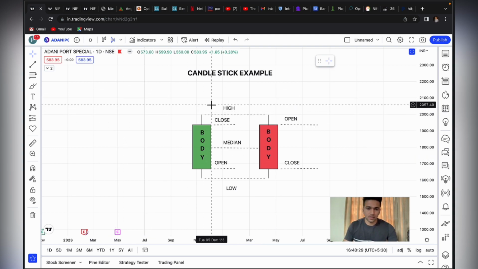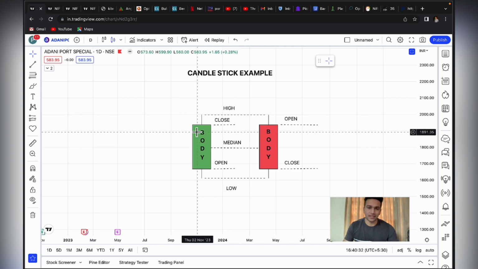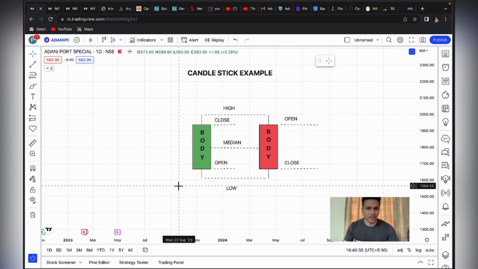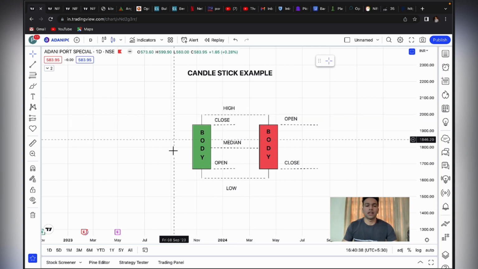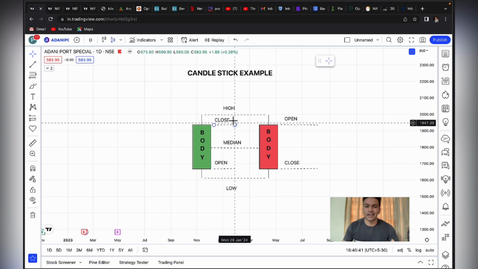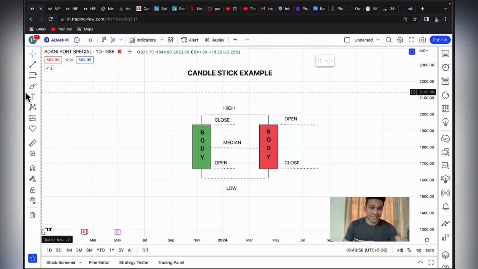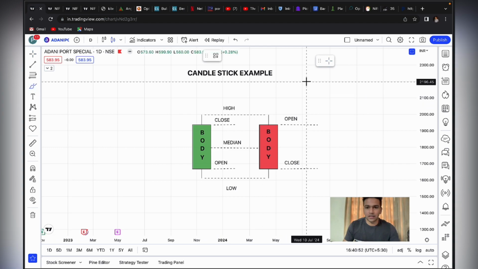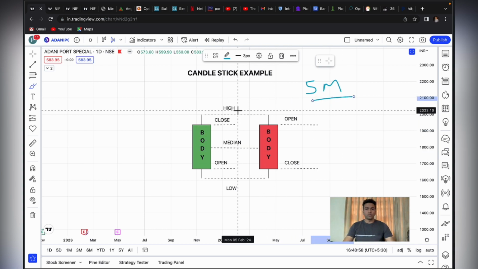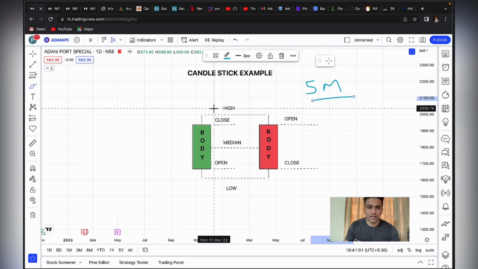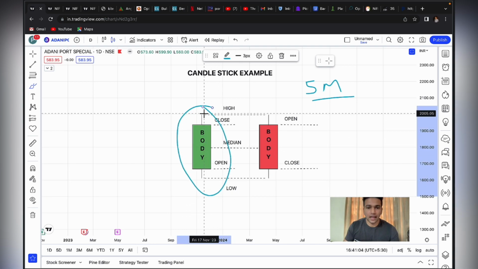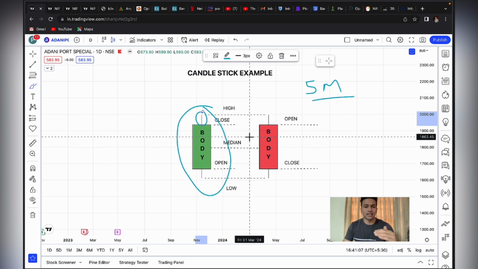A candlestick represents, as you all know, the price movement of an asset on a certain time frame. If we are on a daily time frame, it shows the price movement of an asset on a daily time frame. It depends what time frame we are on. If we are on a 1 hour time frame, it shows the movement of an asset on an hourly time frame. So let's assume we are on a 5 minute time frame. Each candlestick has two components, a body and a wick.